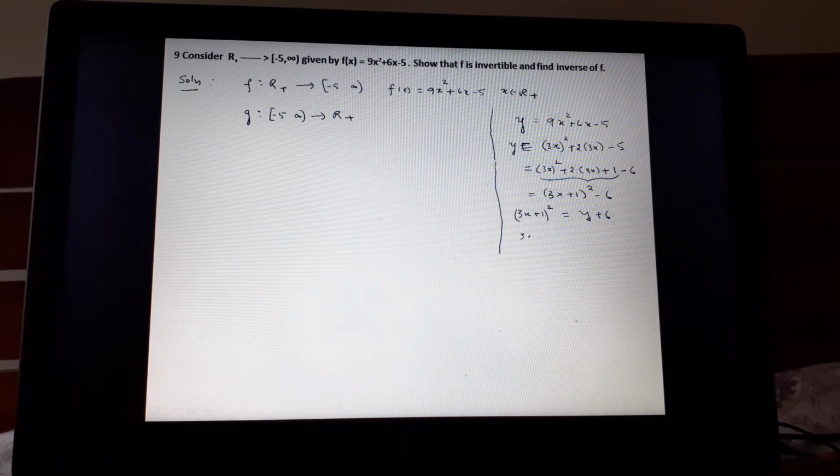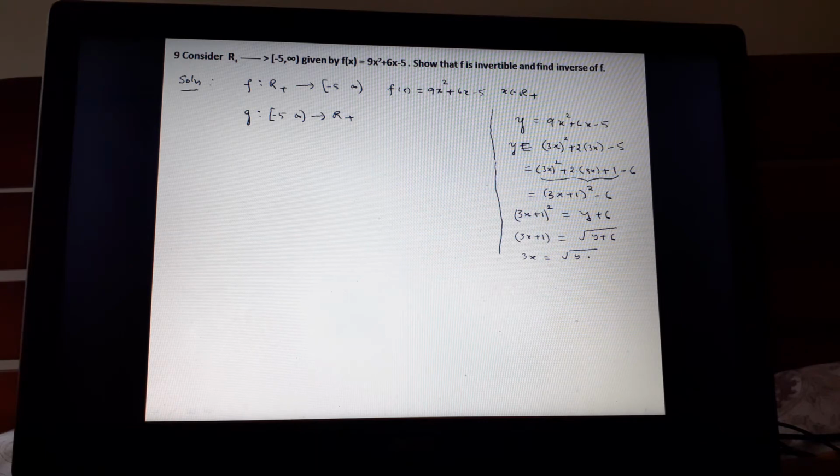Therefore 3x plus 1 will be equal to square root of y plus 6, and 3x will be equal to square root of y plus 6 minus 1, or x equal to, see, this much calculation you have to do, square root of y plus 6 minus 1 divided by 3. So this is our required function. Since it is g of x, you have to replace this by x.